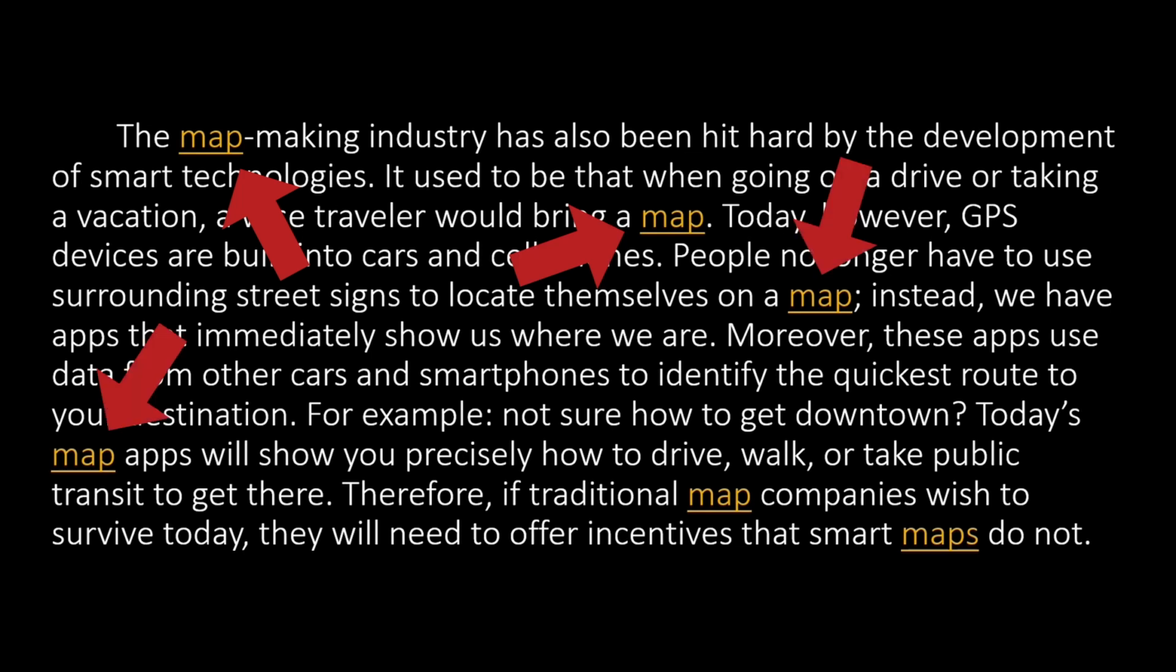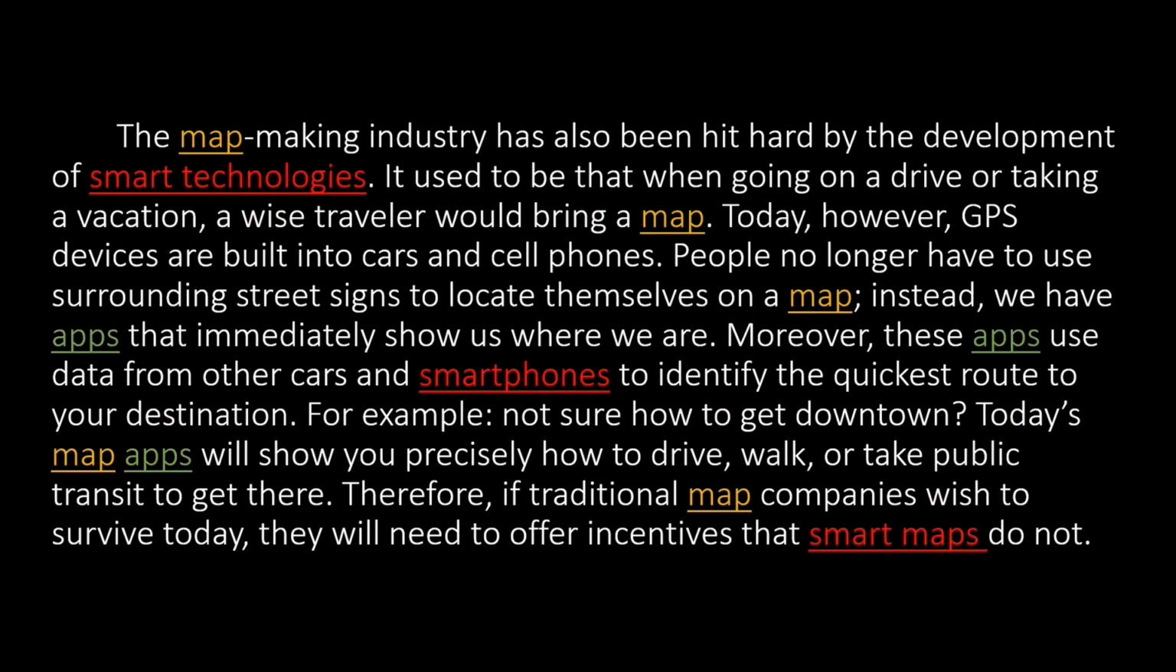Today's map apps, therefore of traditional map companies, smart maps, we are constantly repeating this word map so that as a reader, we know what this paragraph is about. We are constantly being reminded that maps is the key here. But there's more to it than just that. Look at the other repetitions that we have here. We have things about smart technologies, smartphones, smart maps. Again, not as frequent, but that repetition of smart is telling us what we're comparing it to.